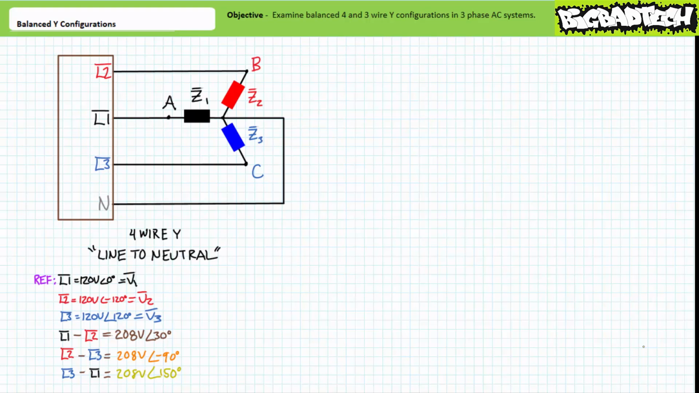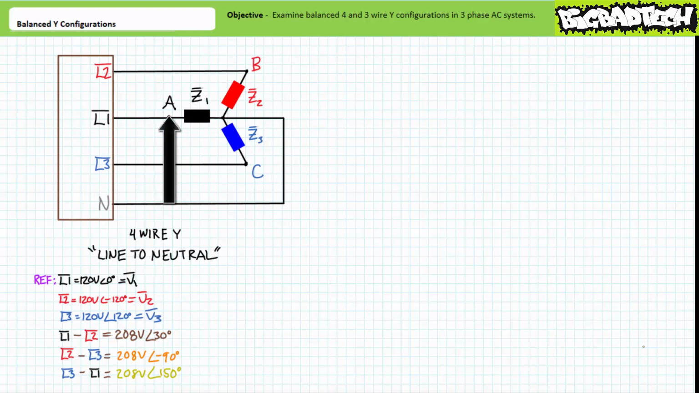Let's take a look at the four-wire Y configuration first. For convenience sake, let's assume L1 is our reference. As such, L1 has a phase shift of 0 degrees, L2 has a phase shift of negative 120 degrees, and L3 has a phase shift of 120 degrees. Using L1 as our reference, the line-to-line differentials are offset by a relative 30 degrees. L1, L2 has a phase shift of 30 degrees, L2, L3 has a phase shift of negative 90 degrees, and L3, L1 has a phase shift of 150 degrees.